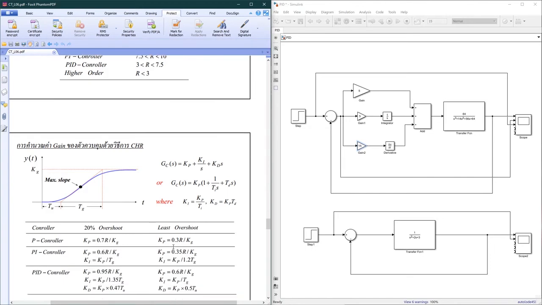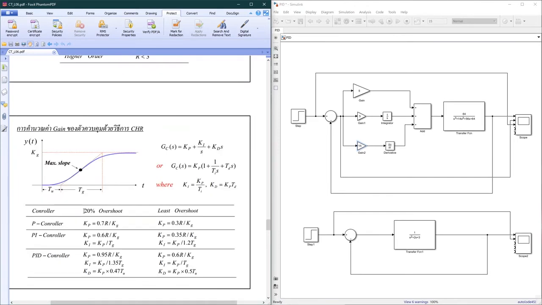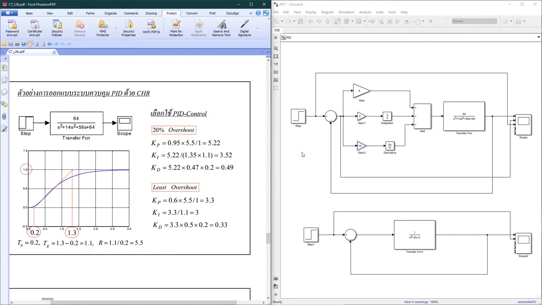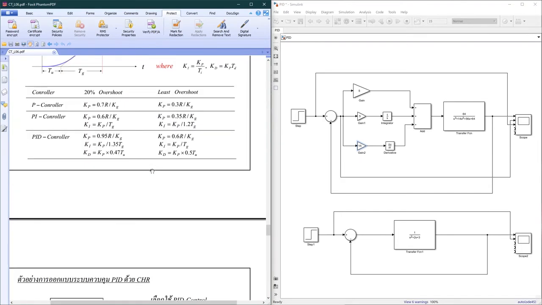Okay, after we have TU and TG, we can use them to substitute in this formula, which are P, PI, or PID. Okay, let's try it with MATLAB. Wait, just go back a bit.